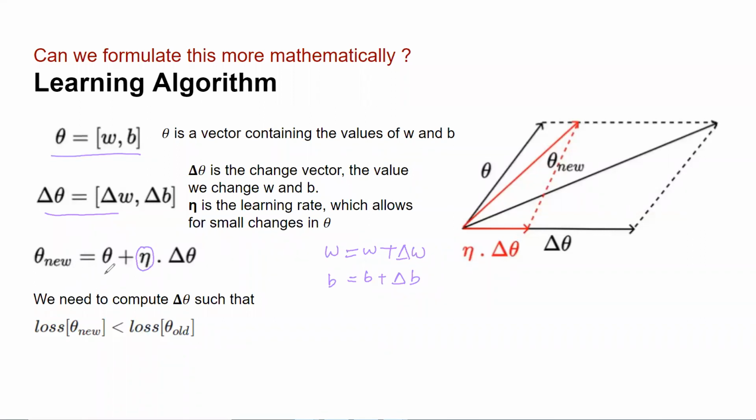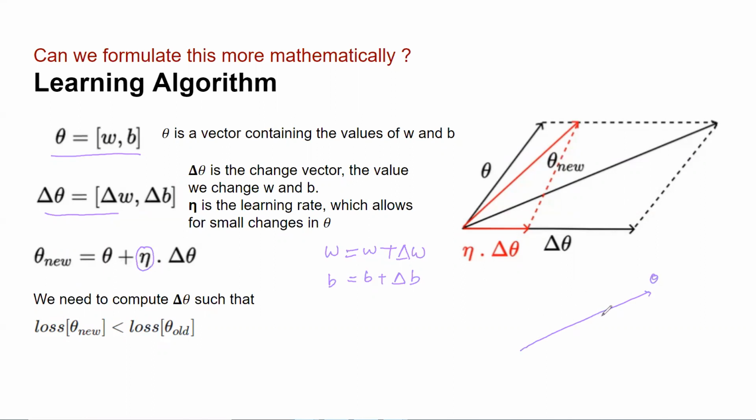Theta new is equal to theta plus delta theta. Right. Now let's understand from this where exactly this eta is coming from. If you look here, there is one vector, this vector theta. I'll plot this vector theta. This is my vector theta.